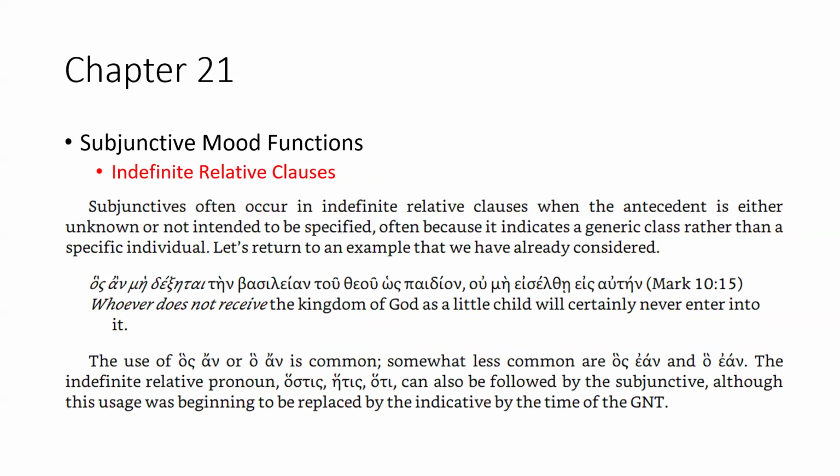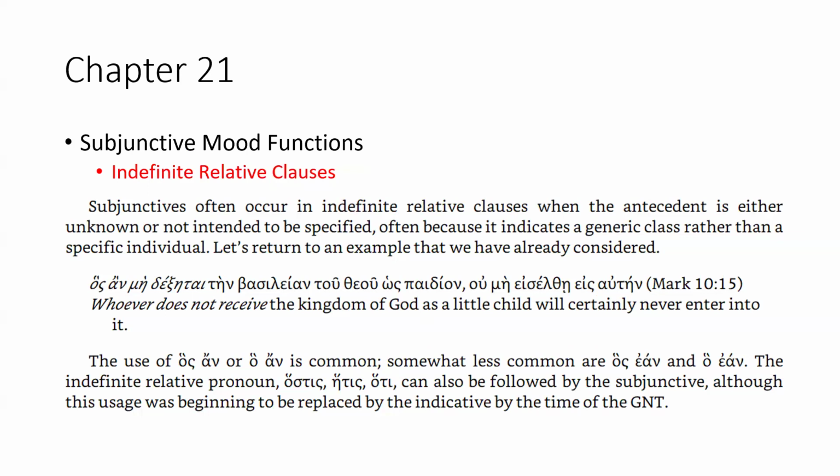Indefinite relative clauses. So for this, you're going to get more of the book's explanation. Subjunctives often occur in indefinite relative clauses when the antecedent is either unknown or not intended to be specified, often because it indicates a generic class rather than a specific individual. So let's look at the previous example. Hos an mē dexētai tēn basileian tou theou hōs paidion, ou mē eiselthē eis autēn. Whoever does not receive the kingdom of God as a little child will certainly never enter into it.